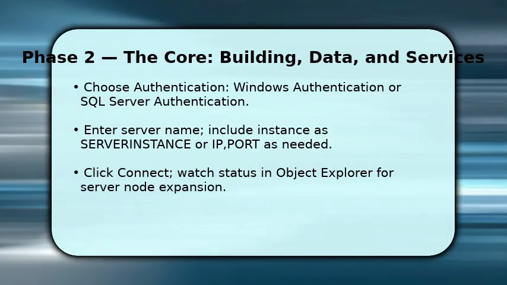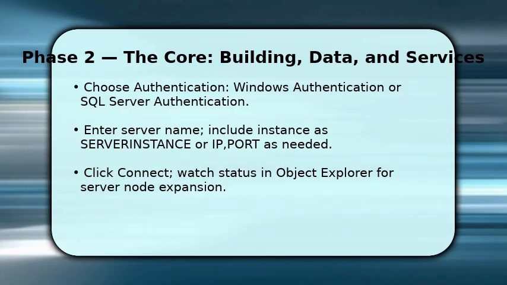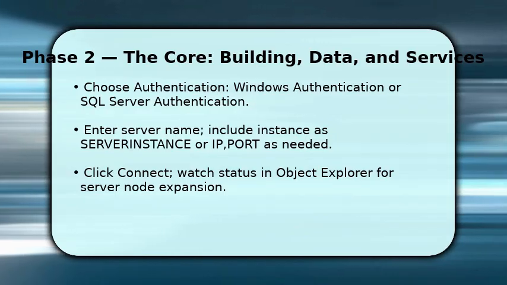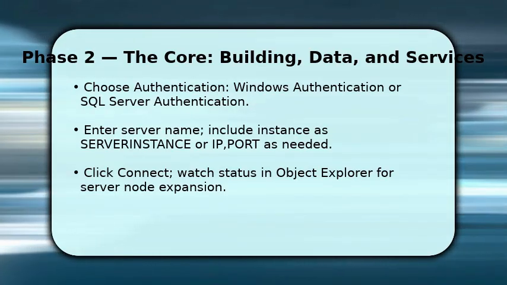Windows authentication for integrated access, or SQL Server authentication with a username and password. Then type the server name, use server\instance for named instances, or IP,port for non-standard ports. Click Connect and watch the Object Explorer. A successful connection expands the server node and shows system databases.